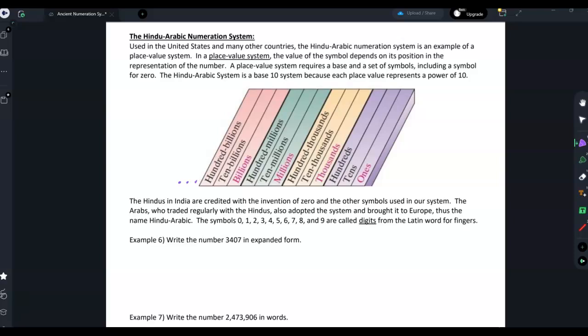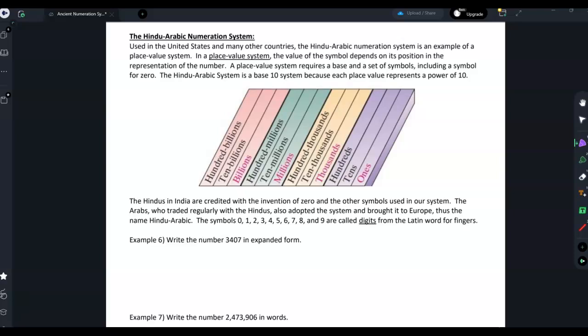So to the left of 100 trillions would be quadrillions, 10 quadrillions, 100 quadrillions. There's quintillions, sextillions, septillions, octillions, and it just keeps going. You can look those up if you're interested, but I think you're safe if you know at least through trillions.